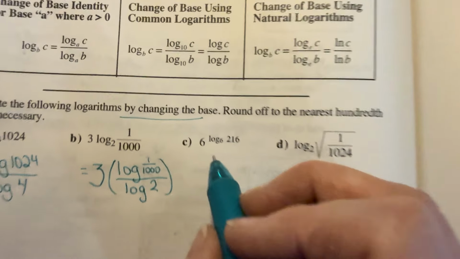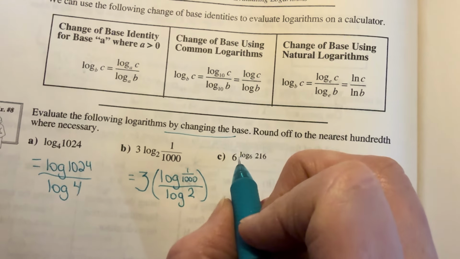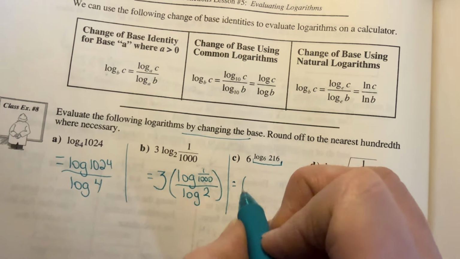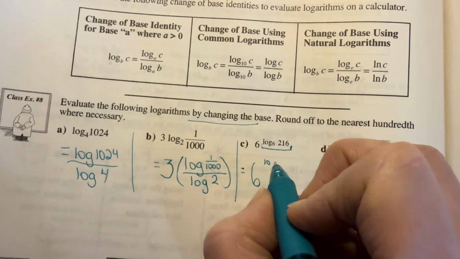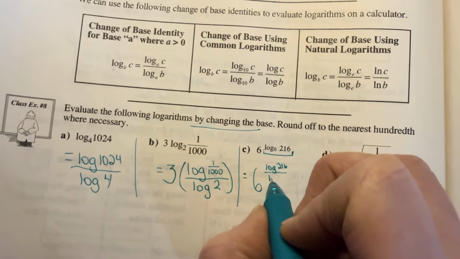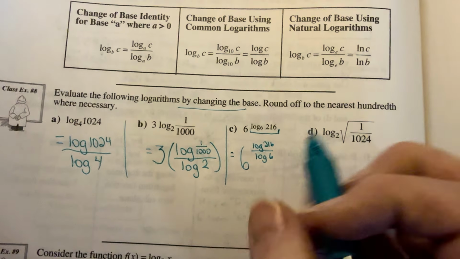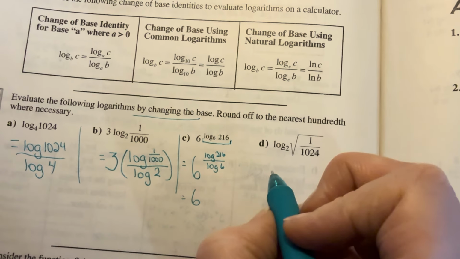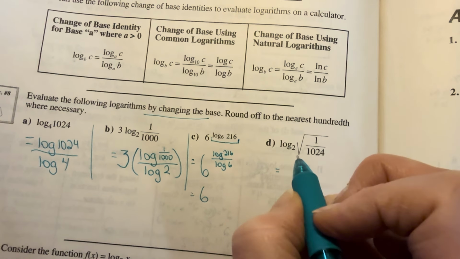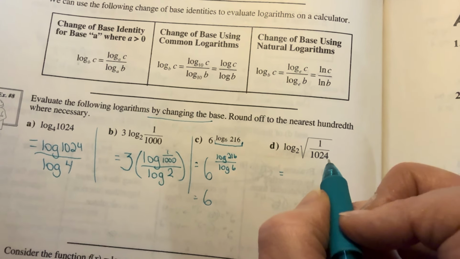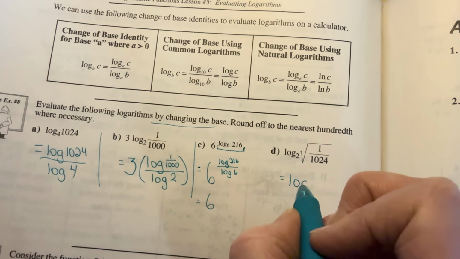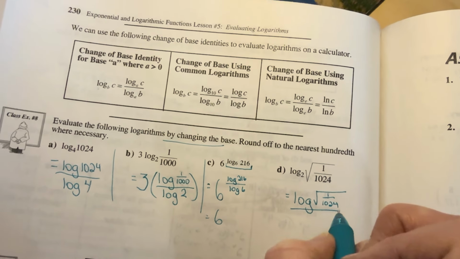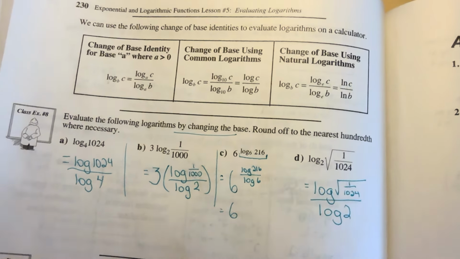For this one here, it would be equal to 6 raised to the power of log of 216 over log 6. Then you evaluate that and put whatever it is as the exponent. And then this one right here, I've got the square root of 1024, so that's going to go into the argument, and then I'm going to be over log 2.